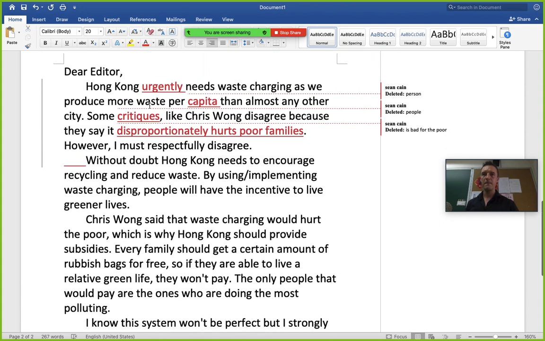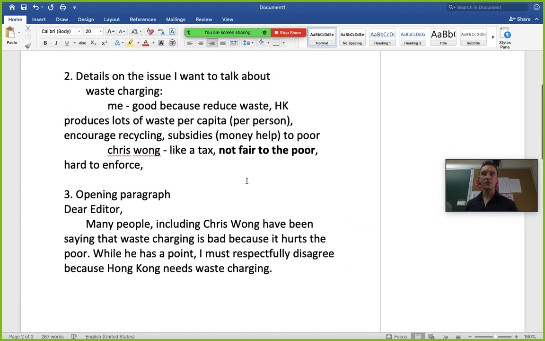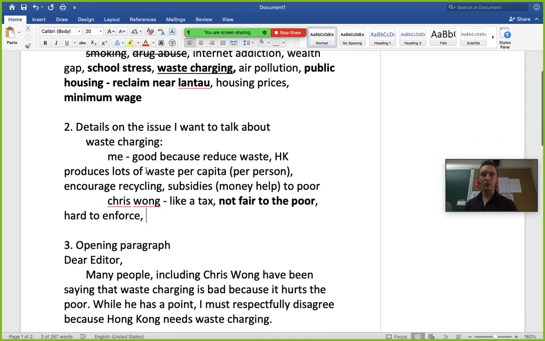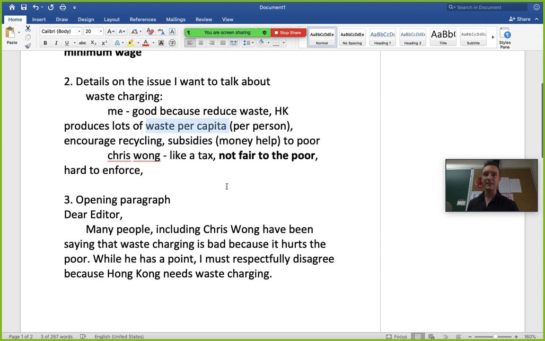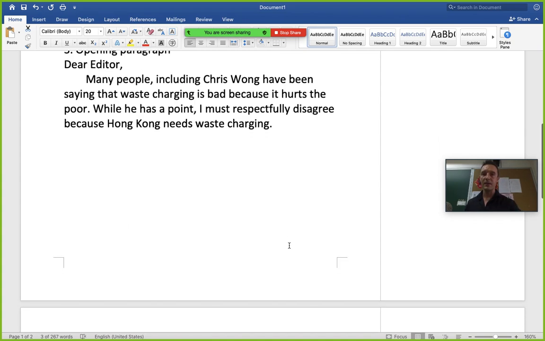So again, I feel good about this. I'm talking about waste charging. You pay to throw away rubbish. I used some words here that were good, like per capita, recycling, subsidies. Notice I didn't use all my ideas like hard to enforce. Yeah, that is an issue. And I think it's hard to talk about in this many words.